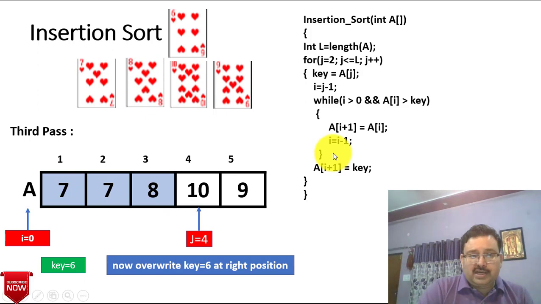Now I is reduced by 1 again. Now I is 0. So the condition fails. So we will terminate the while loop. Come outside the while loop. A 0 plus 1, that is 1. Clear? Now write key value, that is 6, to first location.